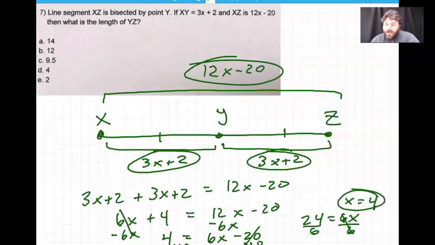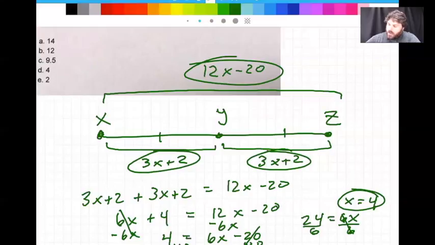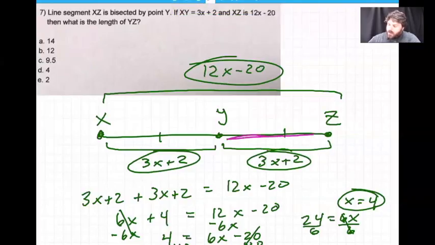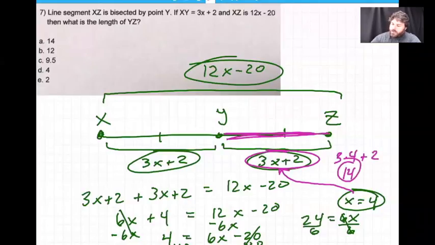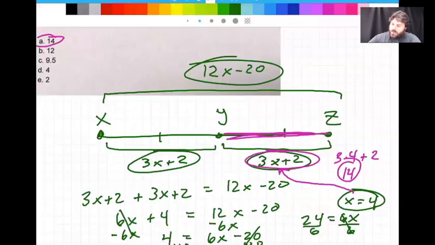Now, 4 is not my answer. What does the question say? What is the length of YZ? Well, YZ is this segment here, okay? And it is 3x plus 2. So 3 times what? Well, 4. We figured out x was 4. So 3 times 4 plus 2, that gives me 12 plus 2. That's going to be 14. So I know answer choice A is correct.